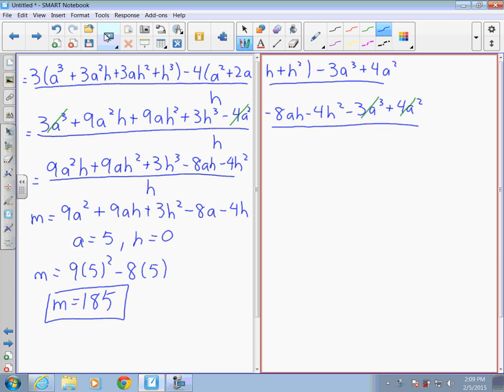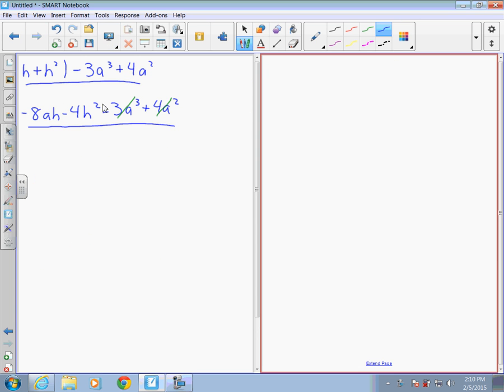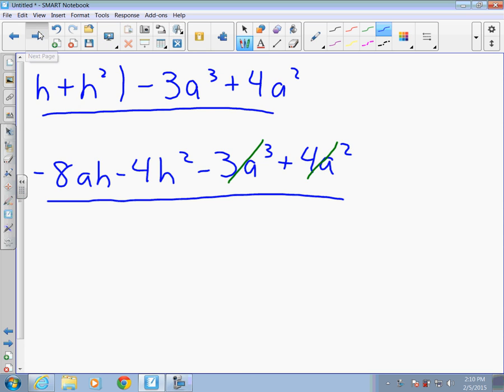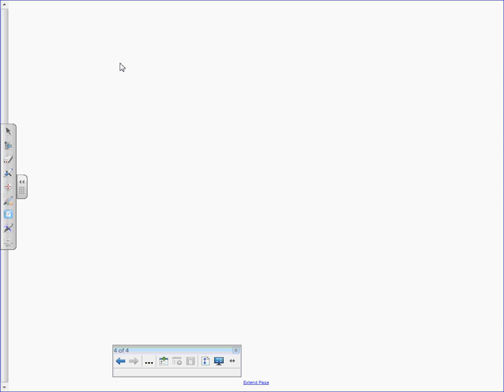All right, here we go, number 16. Single page display. All right. Here we go, number 16.